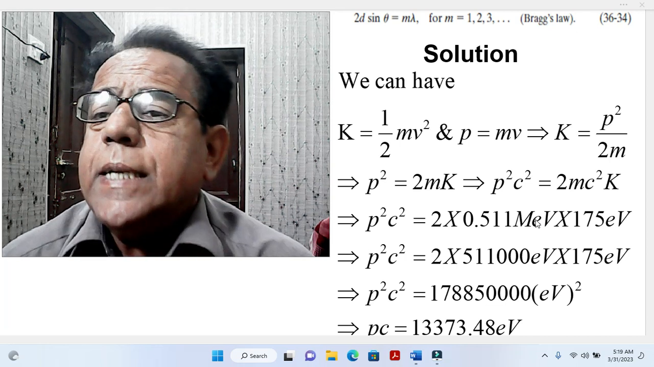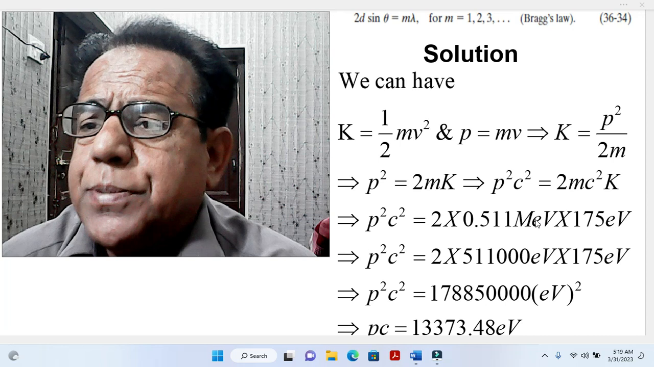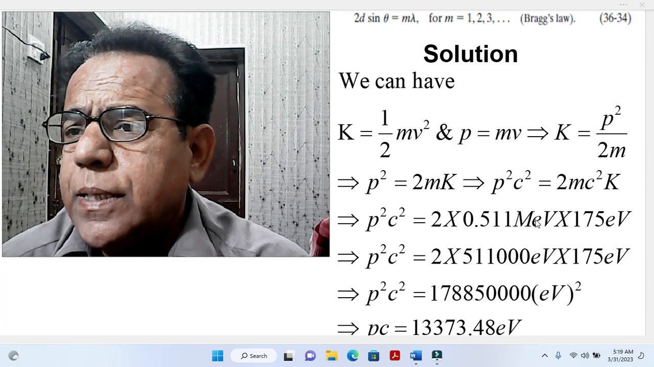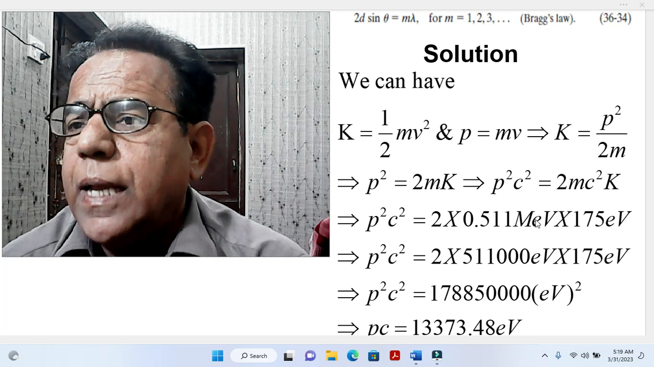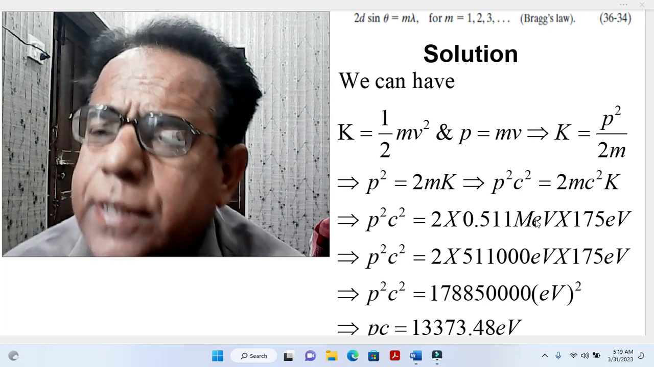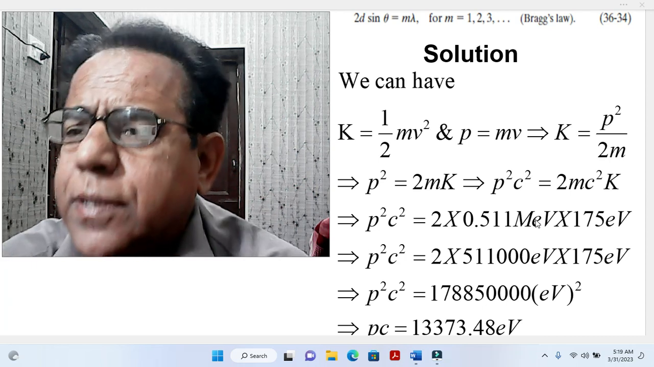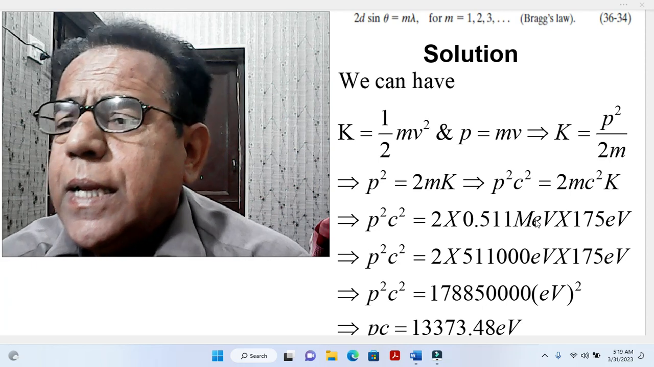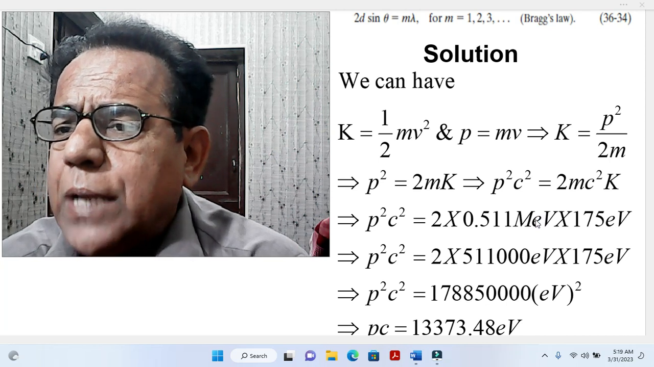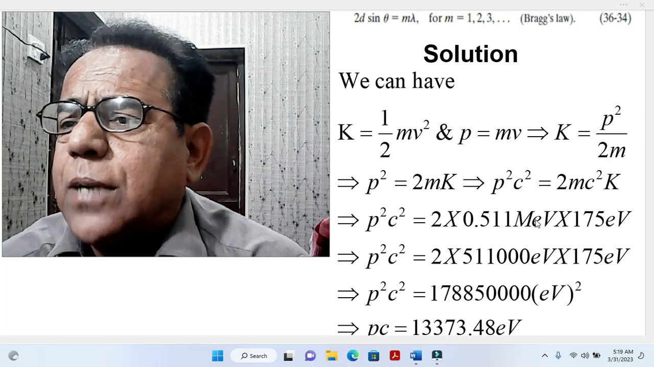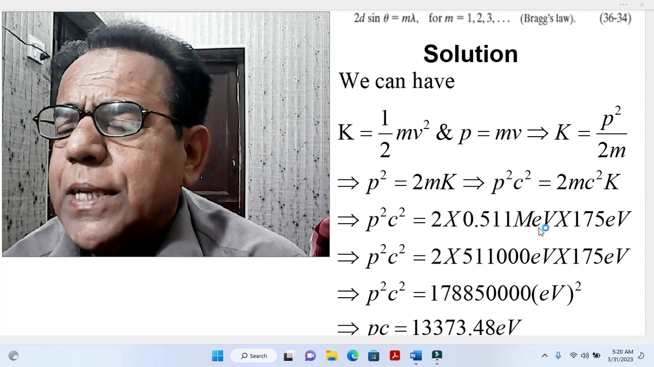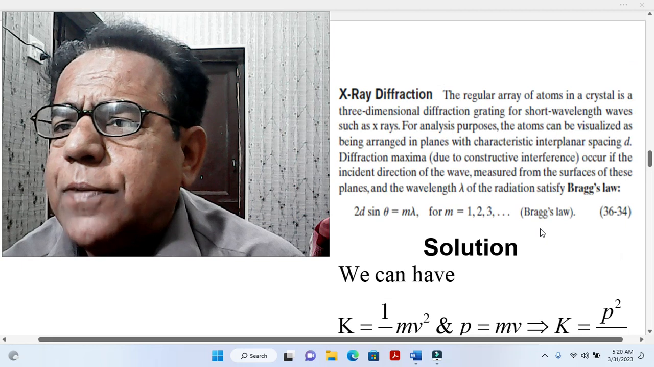That is, in place of mc square, we have taken the same value which was already given in place of m, 0.511 million electron volt, into 175 electron volt. This is given in this statement.